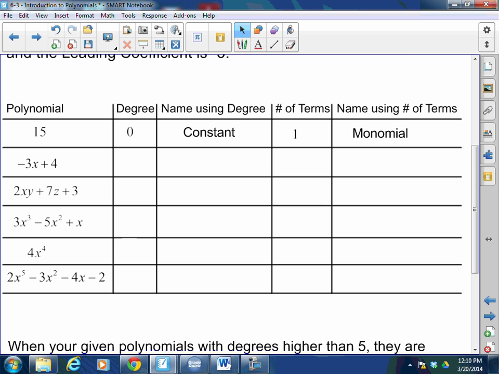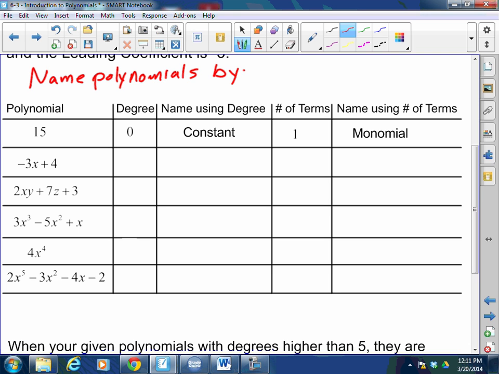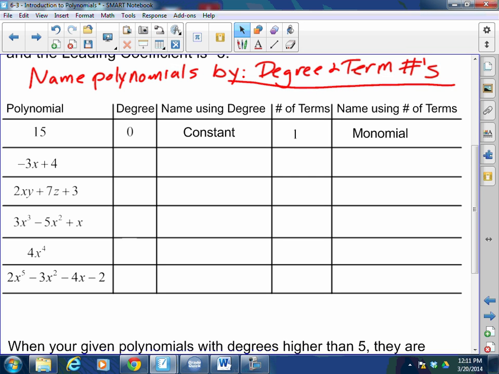Because remember what we said earlier. You name polynomials by degree and term numbers. Okay? And every degree from 1 to 5 has a specific name. You have to memorize these names. Anything higher than 5, I'll show you what to do in a second. Let's look at our next example.